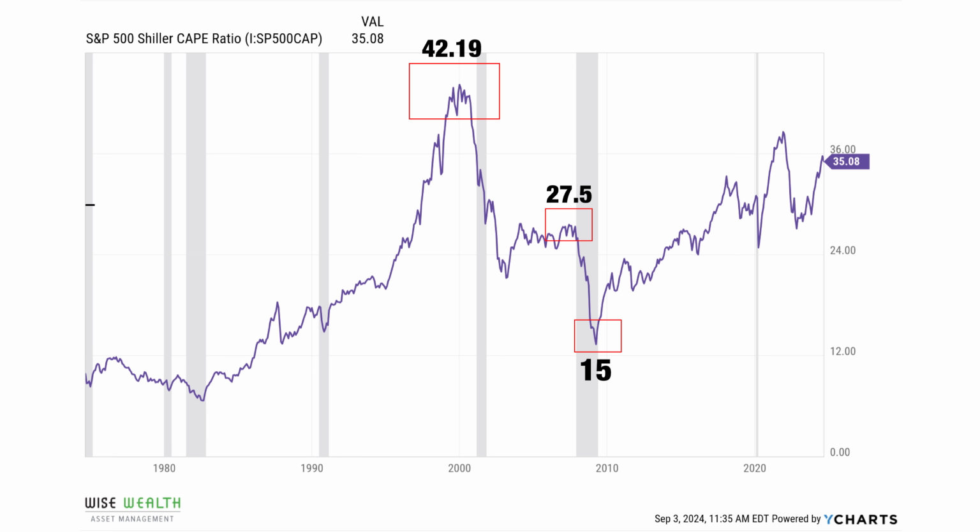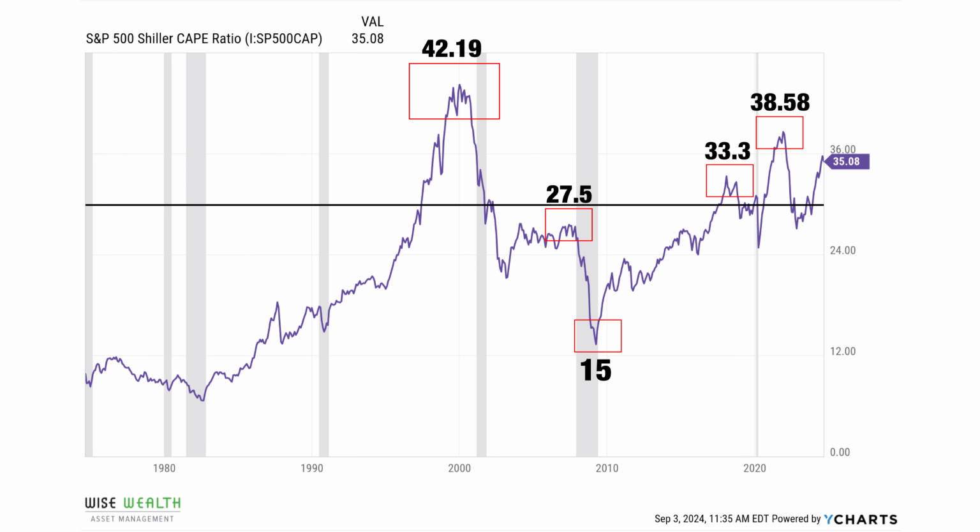If you'll notice, we've drawn a line here to show the value of 30. Of recent times, when the Shiller-Cape ratio has been over 30, it has been a 100% indicator for recession. We have several different indicators like that flashing right now, so we remain bearish, and this is one of those reasons.